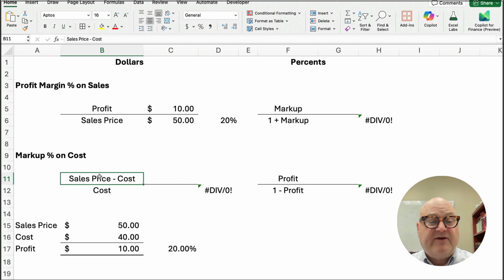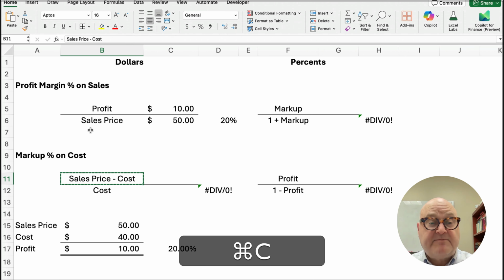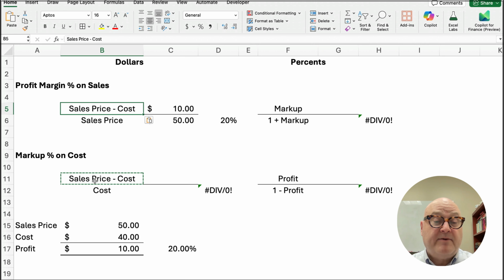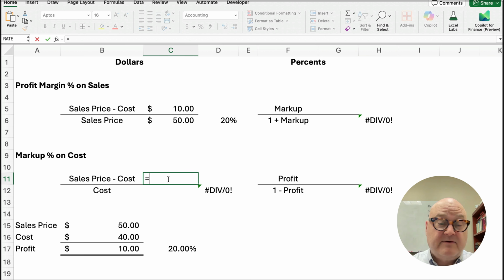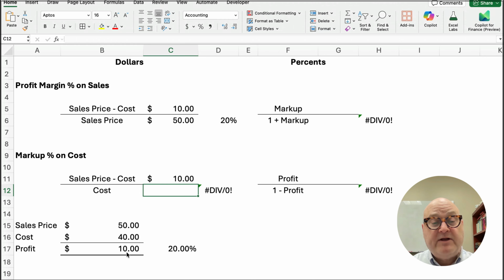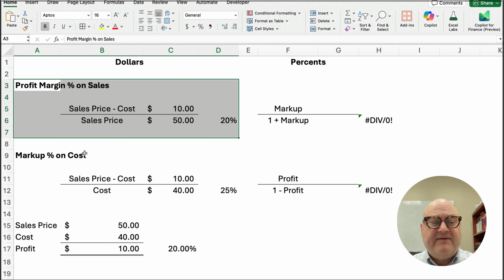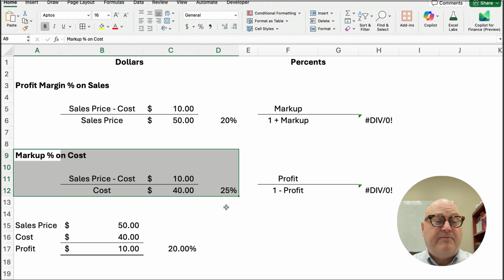So you see, we have sales price minus cost, and up here we can call it profit. Let me switch this back so that we're really clear. But you could call this markup. So this is going to be the $10, sales minus the cost, but we divide it by cost, and that gives us a different percentage. That gives us 25%. So here's what the problem is doing for us. We want a profit margin of 20%. That means we need to force a markup of 25%.